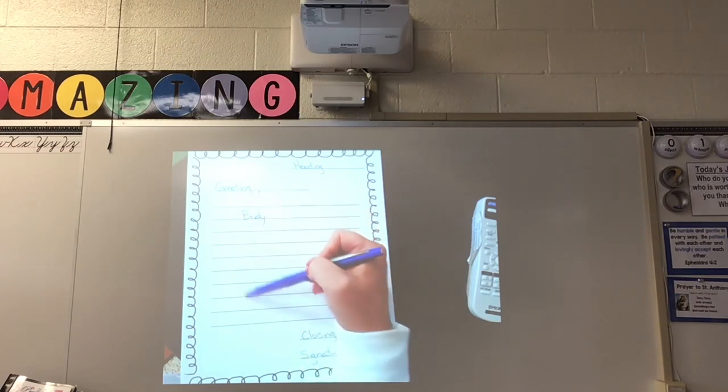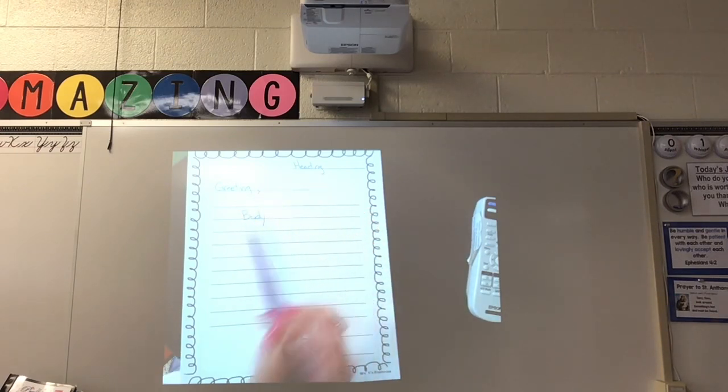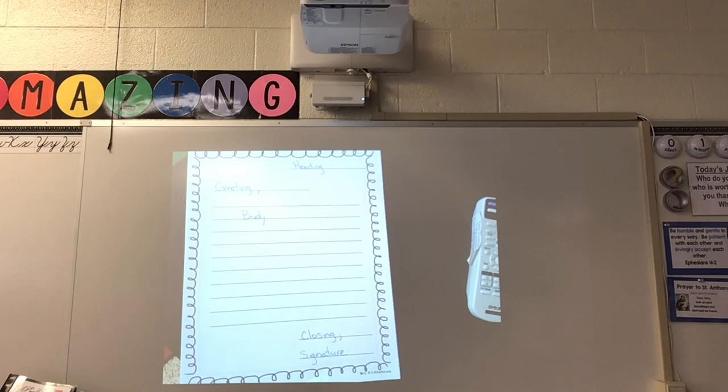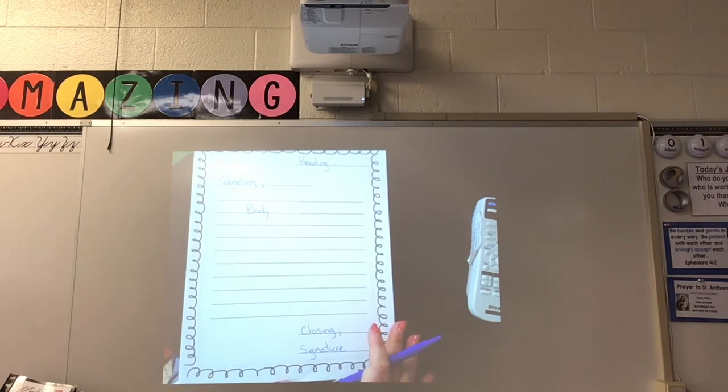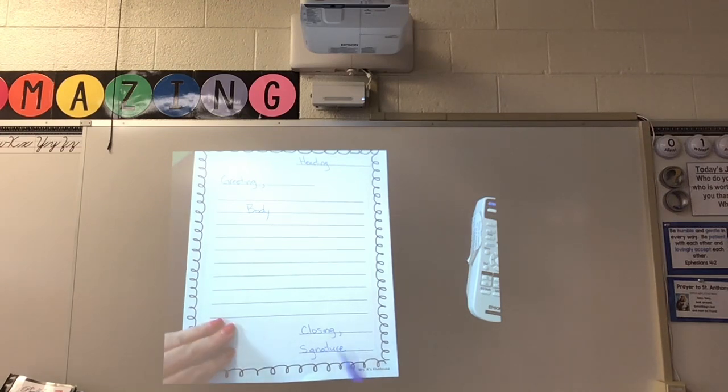The third part of the letter is called the body. The body of the letter is where you are writing the message to the person you are writing to. Then we have the closing at the end. This is where you would write love or sincerely or from, and you would put a comma after it. And then the last part of a friendly letter is where you write your name. This is the signature of the letter.